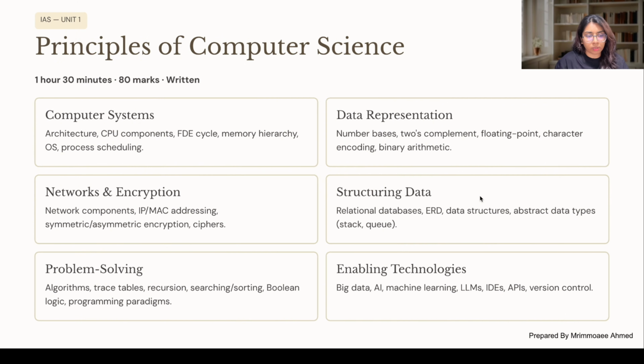So the first unit is Principles of Computer Science. Here we will get in total 6 chapters. The first chapter is Computer Systems. In computer systems, we will learn about the architectures, the CPU components, what type of components the CPU has, and how they fetch, decode, and execute the cycle, or execute the processes basically. If you have done computer science, I think you are familiar with this. We will also learn a little bit more advanced topics, which are memory hierarchy, how the operating system works, and how it does process scheduling based on the different tasks.